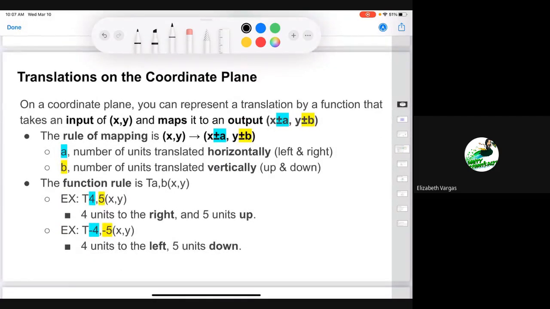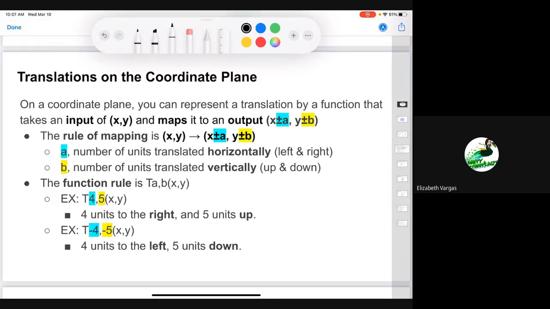Okay, so very much like reflections, we also have translation rules, but they're a little bit different. On a coordinate plane, you can represent a translation by a function that takes the input x, y, our original coordinates, and maps it to an output, our resulting coordinates. What happens to the x and y is we add or subtract certain units from x, and we add or subtract certain units from y. A will represent the number of units translated horizontally, left to right, and B will represent the number of units translated vertically, up and down.